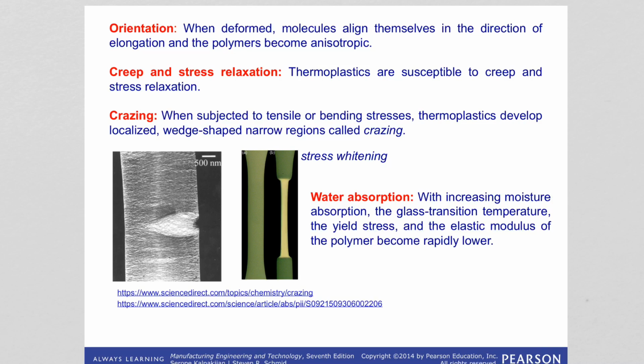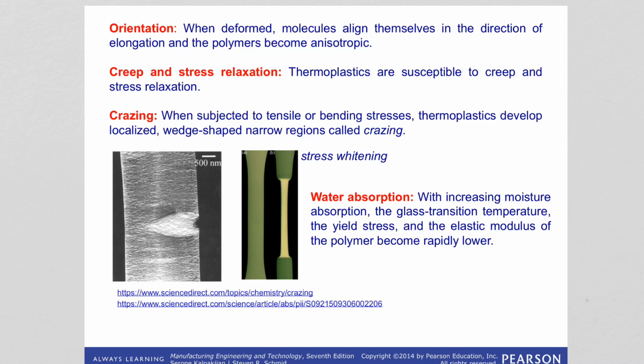So as I described, when we deform the polymer, the molecules actually align themselves in the direction of elongation. And this makes them anisotropic. The properties will depend on the direction then. The material will become stronger and stiffer in the elongated direction than its transverse direction. So actually stretching is a technique to enhance the strength and toughness of polymers, especially in the production of fibers.